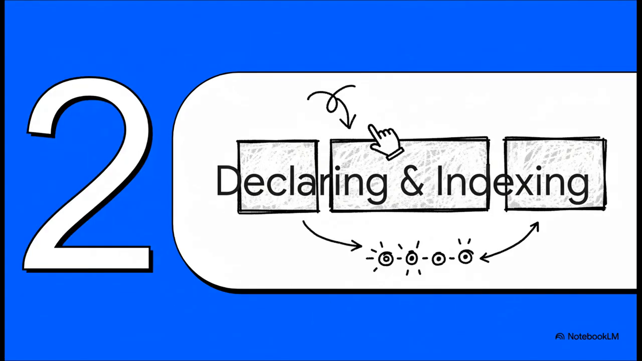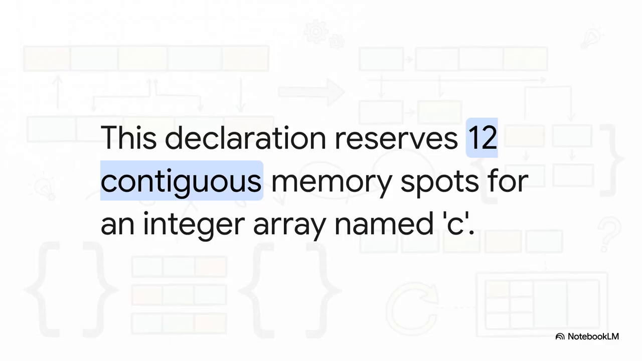Okay, so we get what an array is, but how do we actually use one in our code? Well, the first step is telling the compiler you want one. We call this declaring the array. And then we need a way to get to each of those individual boxes. And luckily, the syntax is pretty simple. Here, int is just us saying, hey, we're storing integers. c is the name we're giving our little collection, and that number in the square brackets, the 12, that's the crucial part. It tells the compiler, go find me exactly 12 spots in memory, all right next to each other.